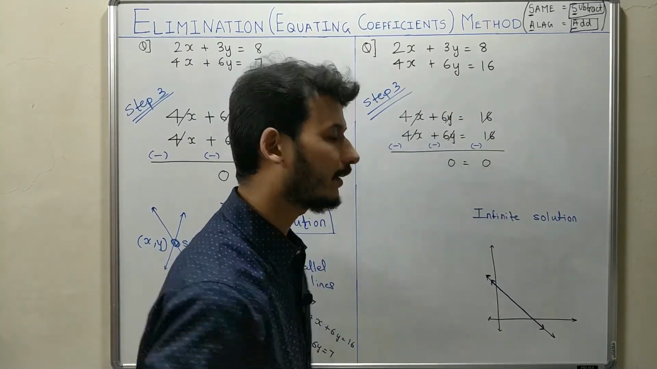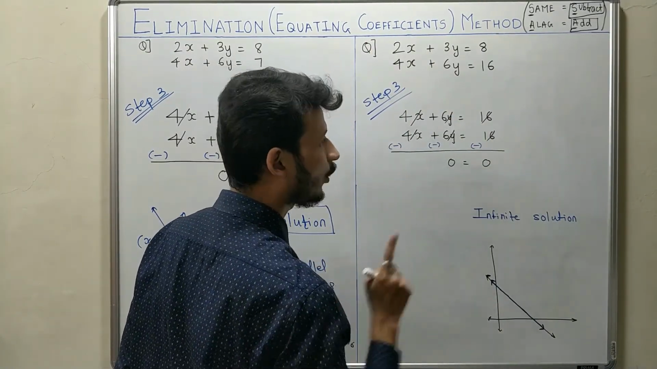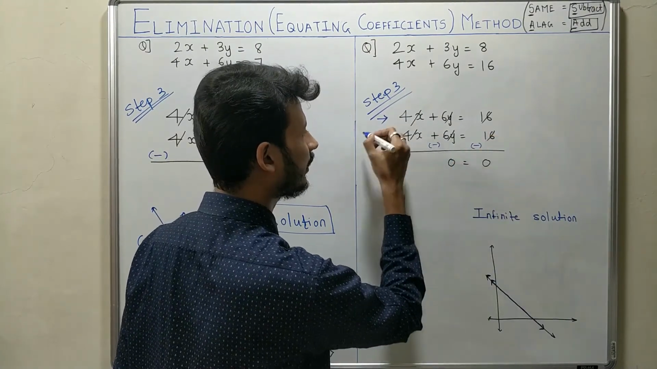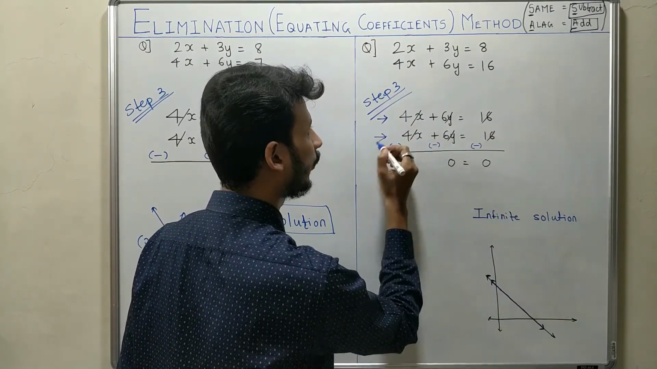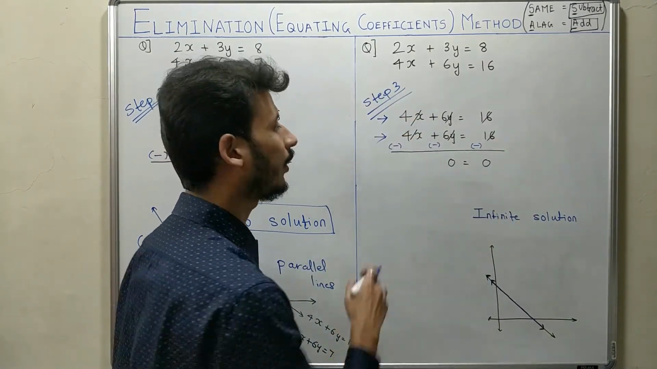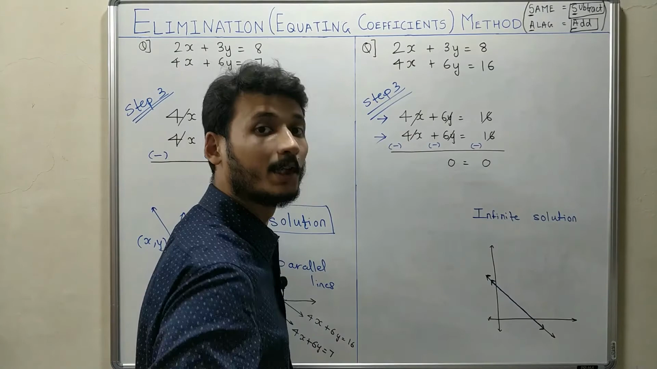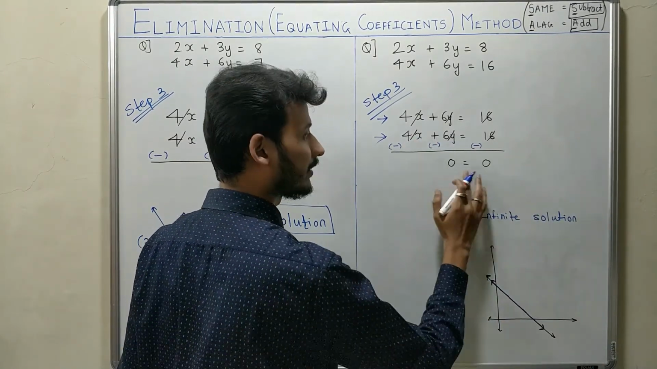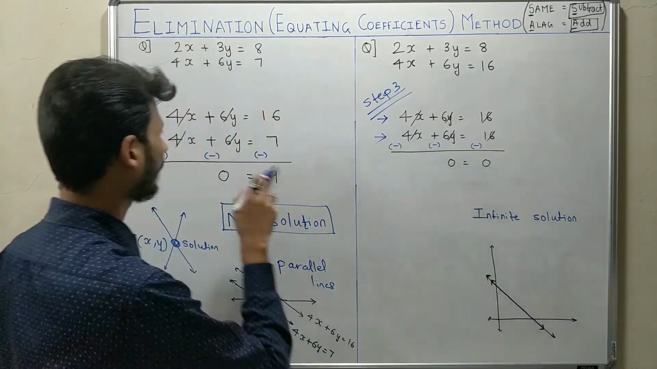It will happen only if both the equations are exactly same. Observe 4x plus 6y is equal to 16 and 4x plus 6y is equal to 16. Original equations were not same. But after performing step number 1 and 2, we got them exactly same. If they both are exactly same, you will get 0 is equal to 0. Here both were not exactly same.